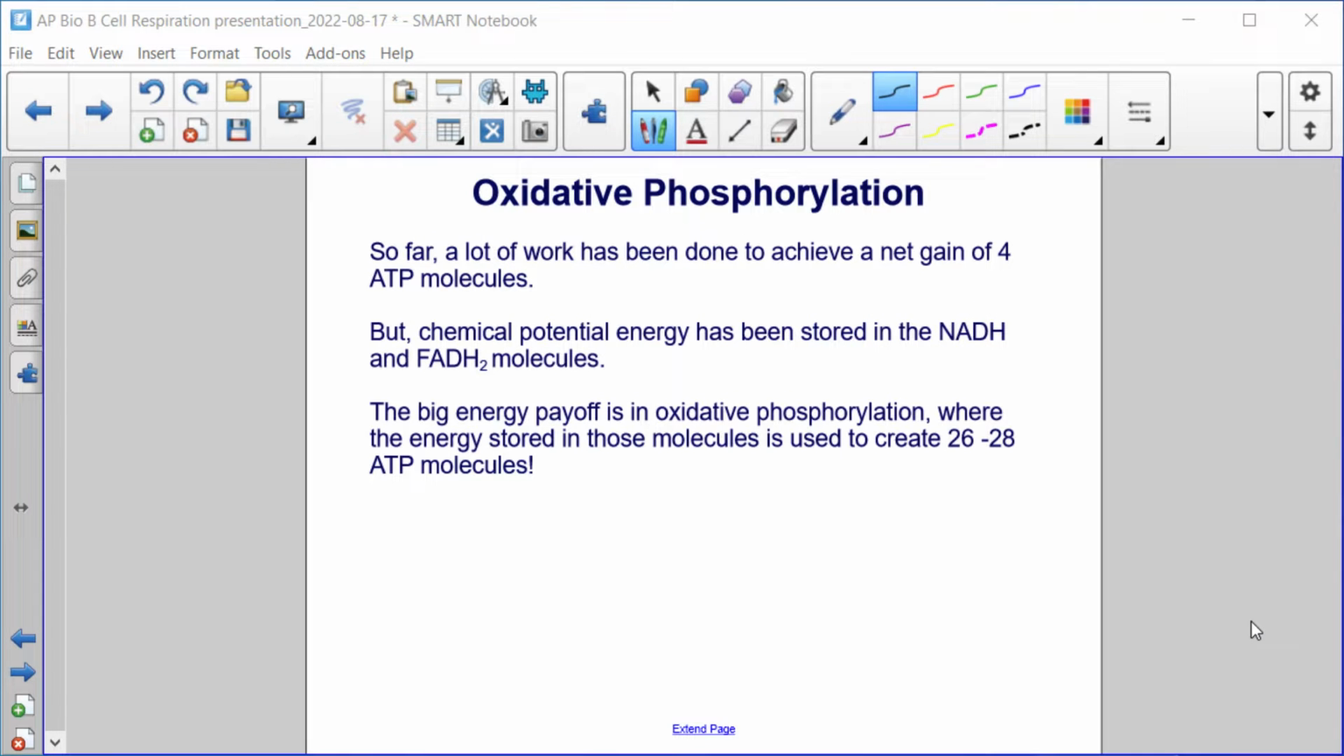So far, a lot of work has been done to achieve a net gain of 4 ATP molecules, but chemical potential energy has been stored in the NADH and FADH2 molecules. The big energy payoff is in oxidative phosphorylation, where the energy stored in those molecules is used to create somewhere between 26 and 28 ATP molecules.